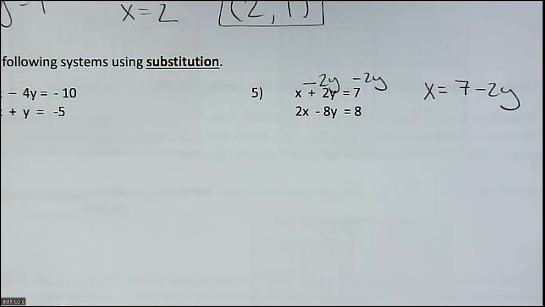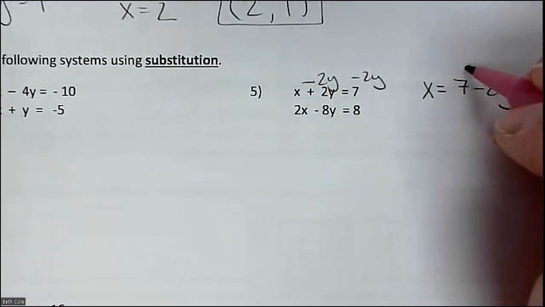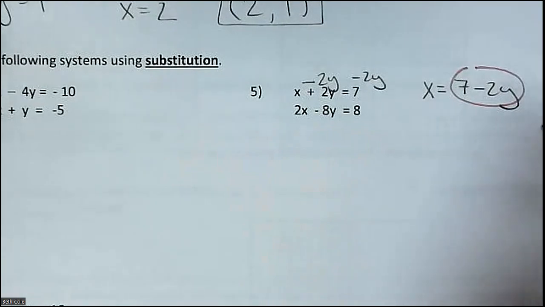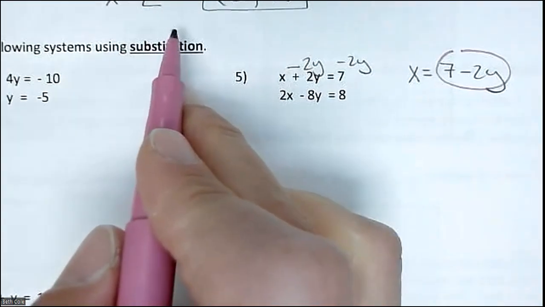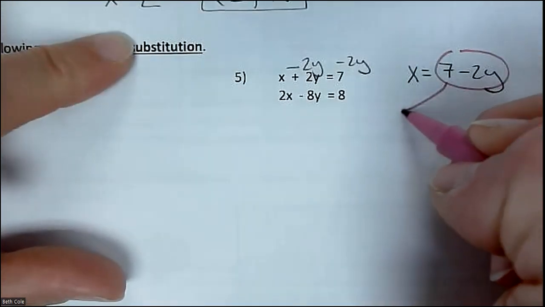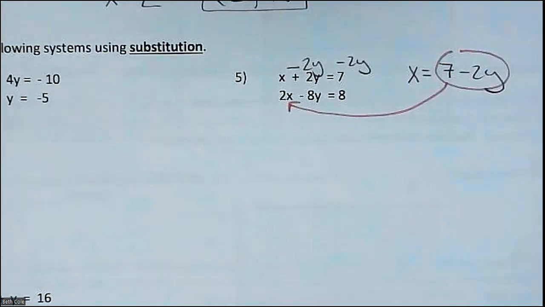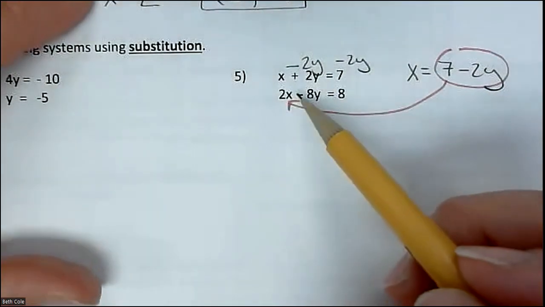Well, if x equals that stuff, I can take that stuff and plug it in for x. It's called substitution. You're substituting. So you're going to plug it in for x in the other equation. This is really the only difficult step, because after this, you guys are good at solving equations. You're very good at that, right? So you take that stuff and substitute it in.